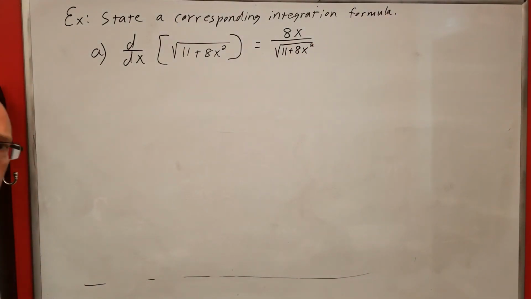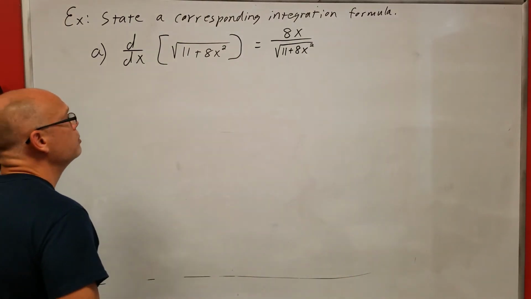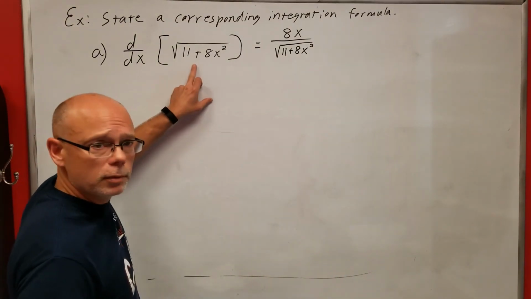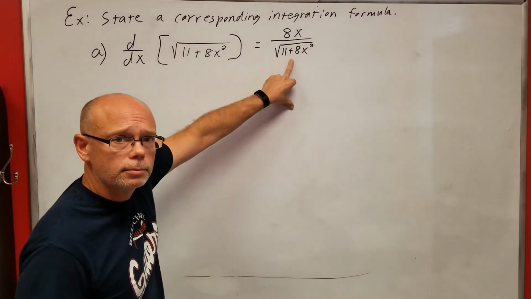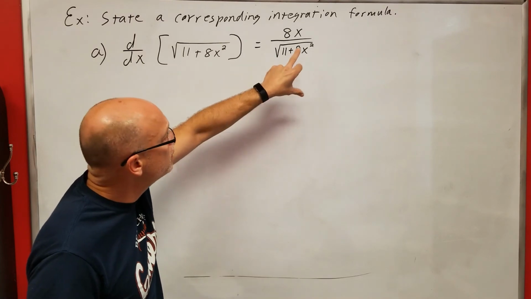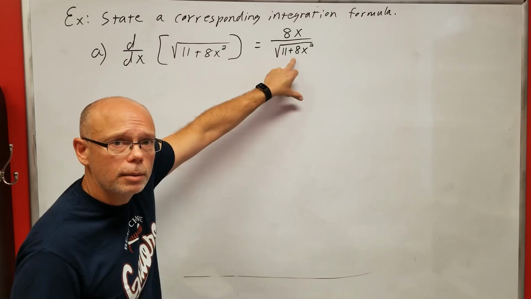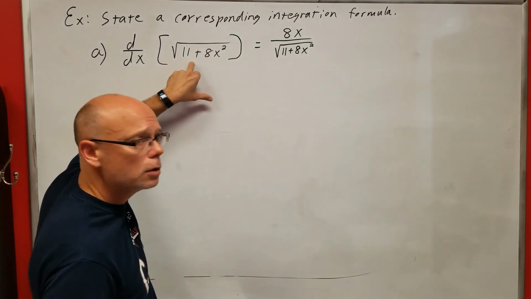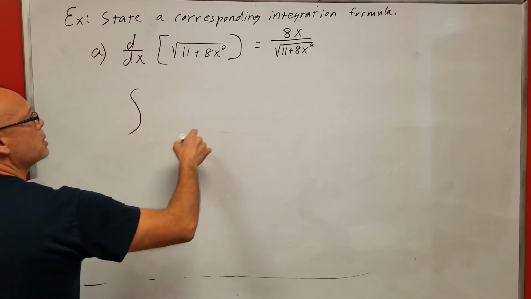Now, what do they want me to do? They want me to state a corresponding integration formula. So if I take the derivative of this square root stuff, I get this, right? So what if I take the antiderivative of this? What should I get back to? What I started with right here. So my integration formula is going to be this.